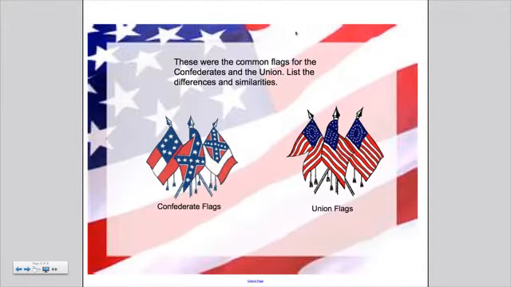These were the common flags for the Confederates and the Union. List the differences and similarities. Pause the video until everyone has written their list of similarities and differences, and then discuss them as a class. Unpause the video when you are done.